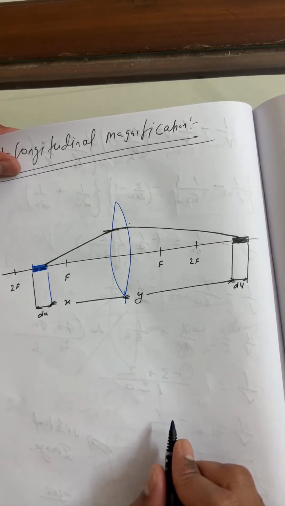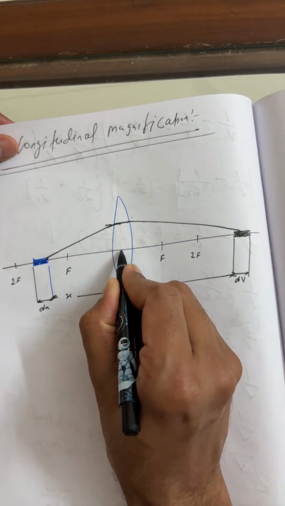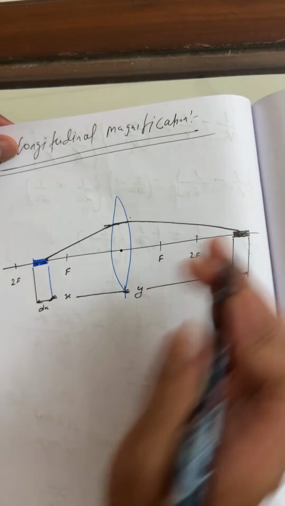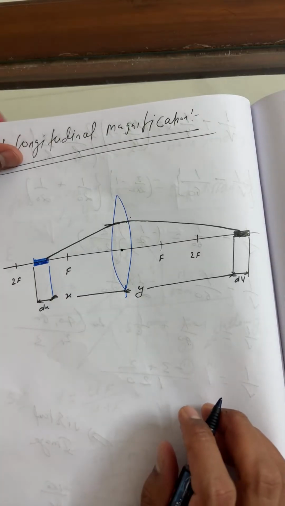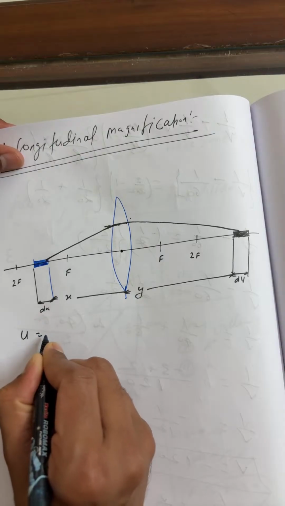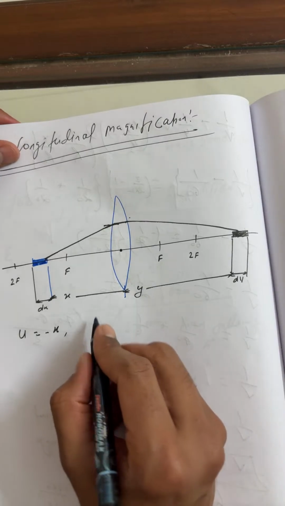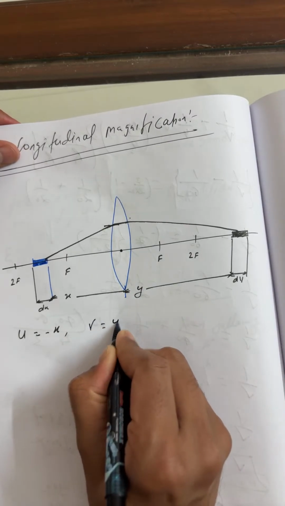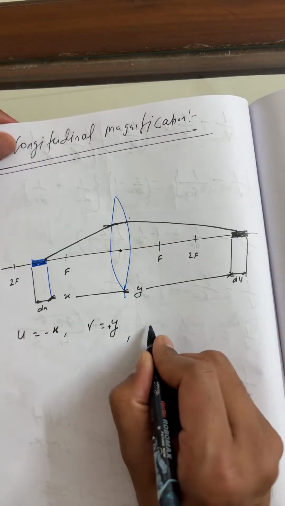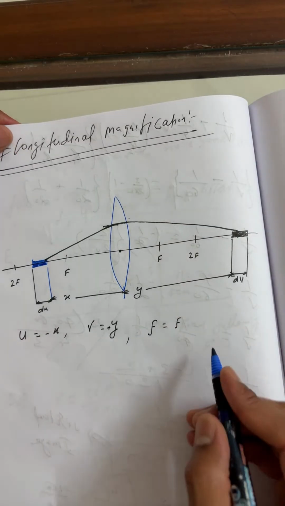Come to the point. For sign convention, this point you can take as the origin. This side you can take negative, and this side you can take positive. That's all. So here, u is equal to minus x. It's the object distance. I hope you agree. Now, students, the image distance is equal to plus y. Focal length I can always take positive for a convex lens.